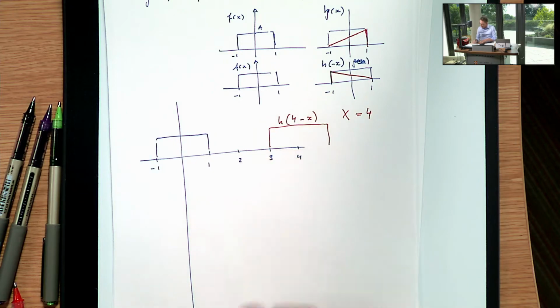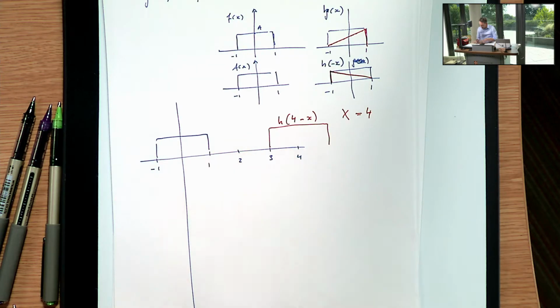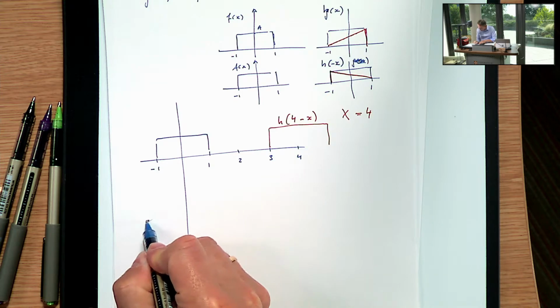And now let's reduce x. Let's make x equals 3. So then this would come over here. Then x equals 2 is there. So let's just do that.